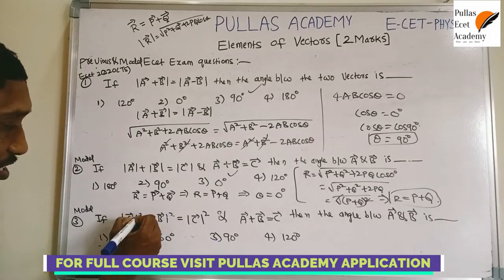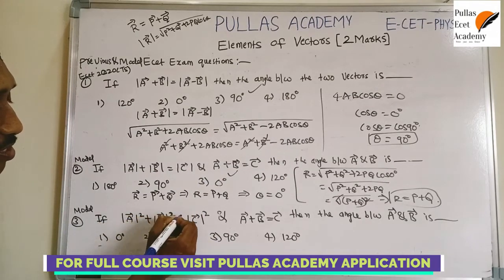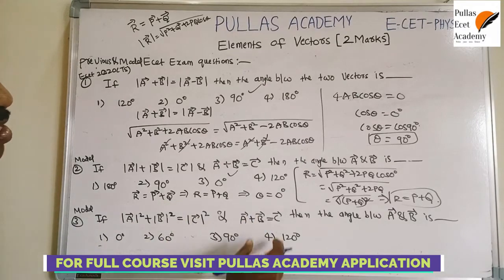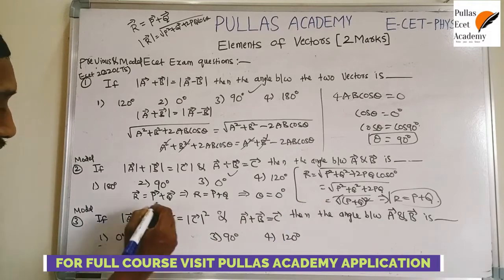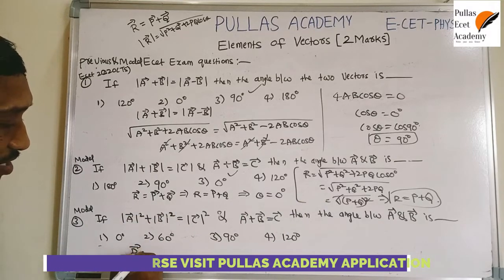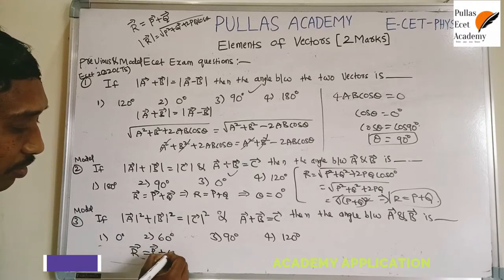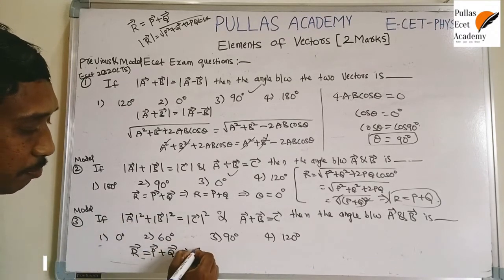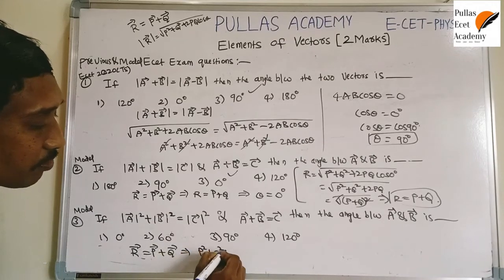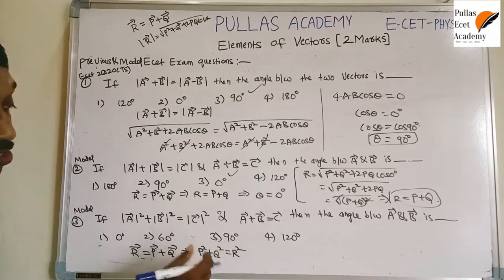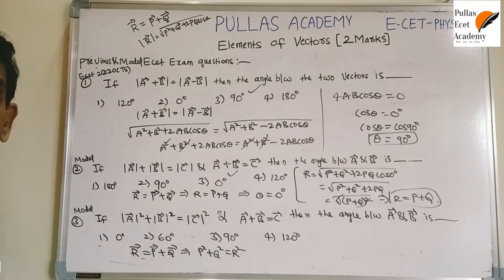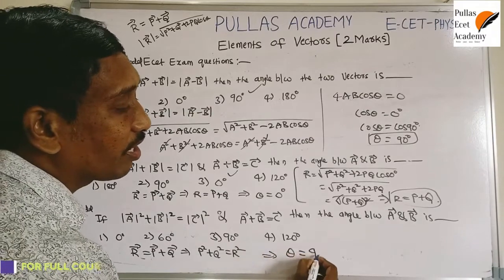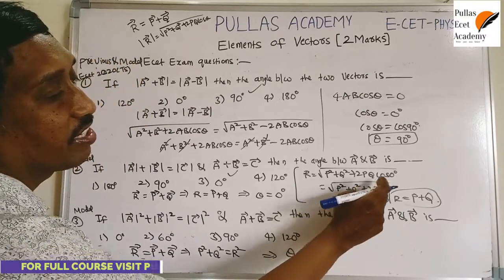Next one is here: modulus A bar square plus modulus B bar square is equal to modulus C bar square, and A bar plus B bar is equal to C bar, then what is the angle? Same question here also. That means R bar is equal to P bar plus Q bar. In this way, very easily understood. Then what is given? This is P square plus Q square is equal to R square. When R square is equal to P square plus Q square, R is equal to under root of P square plus Q square. When is it possible? Here theta is equal to 90 degrees.